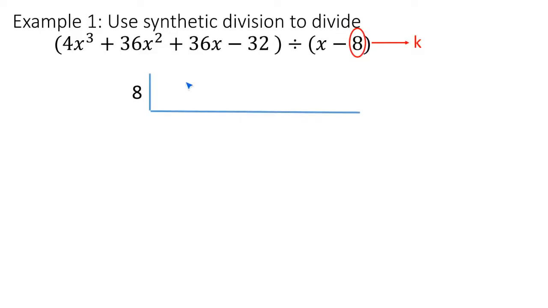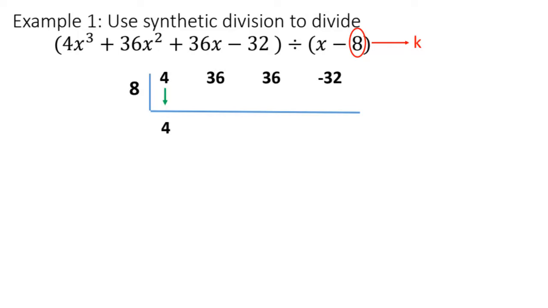And then we're going to write our coefficients. So here are going to be my coefficients. 4, 36, 36, and negative 32. Notice that you do have to make sure that they're listed in descending order, which they are. So we're good to go. So our next step is to bring down the 4. And now we're going to do multiplication of 8 times 4. So we're going to multiply 8 times 4, and that's going to give us a 32. So now with 36 and 32, we're going to add those. So that gives us a 68.